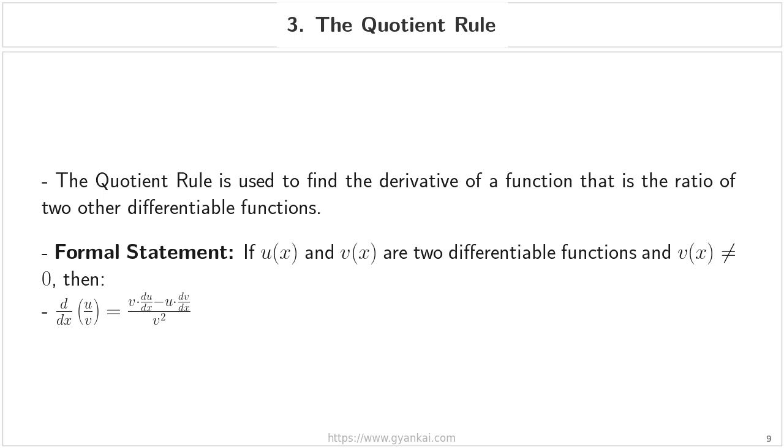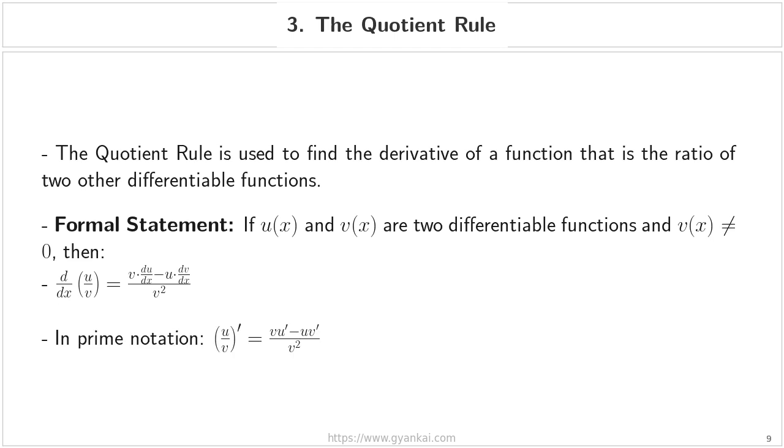Suppose we have two differentiable functions, u of x and v of x. One critical condition here is that v of x must not be equal to 0, as division by 0 is undefined in mathematics. Under these conditions, the derivative with respect to x of u divided by v is equal to the following expression: v times the derivative of u minus u times the derivative of v, all divided by v squared. To make this more concise, we can express this using prime notation. In this form, the derivative of u over v is written as v times u prime minus u times v prime, all over v squared.